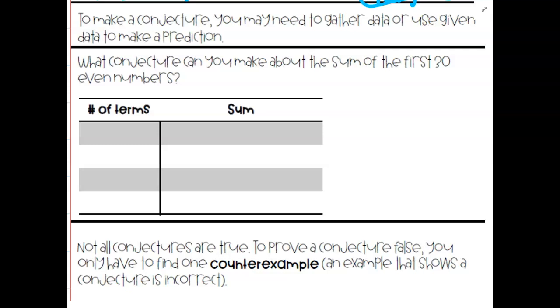So let's say we start with just one term. This would be the first term in the sequence. Well, we're talking about the sum of even numbers. So the first even number would just be 2, and the sum of the first even number is just 2. If I'm talking about 2 terms, that would be 2, and the next even number would be 4. So the sum of the first 2 even numbers would be 6. And we could keep going.